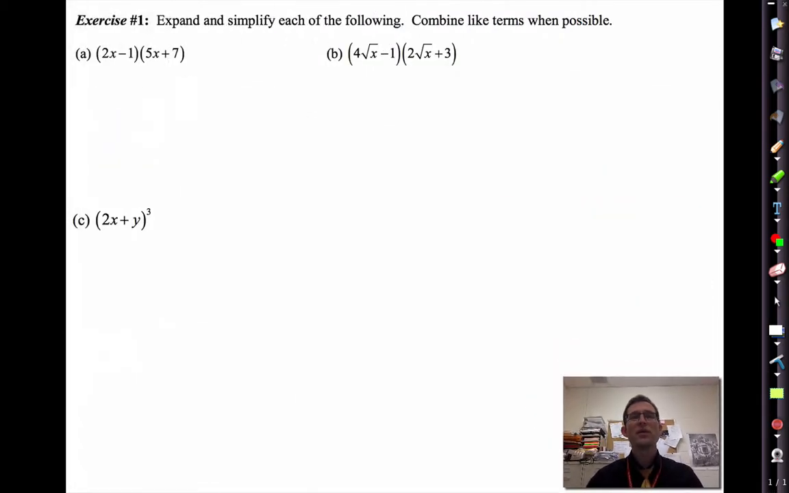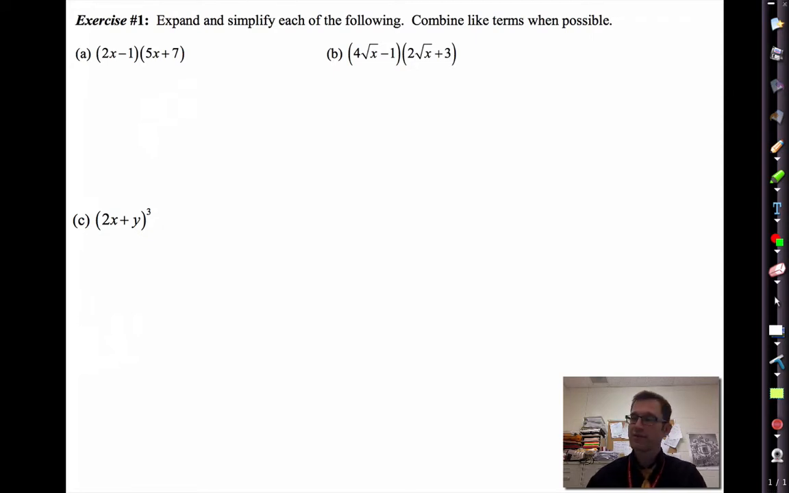So we're going to spend a little bit of time in Exercise 1 expanding expressions that involve multiplication. And so in Exercise 1, we're asked to expand and simplify each of the following, combine like terms when possible. So what I'd like you to do now is pause the video, take up to maybe even 10 minutes because letter C is actually kind of a lengthy exercise, and try to work through these. All right, let's go through them.